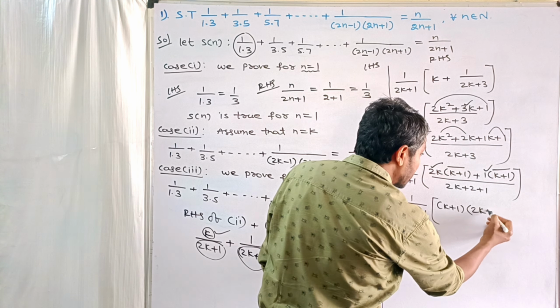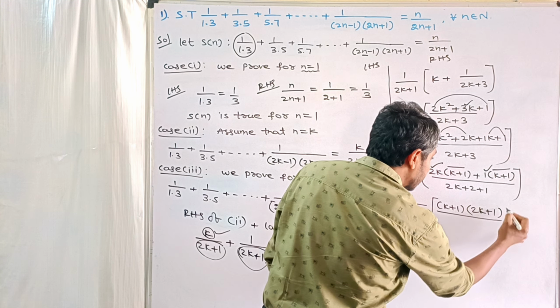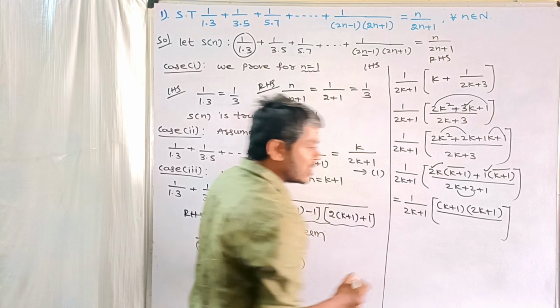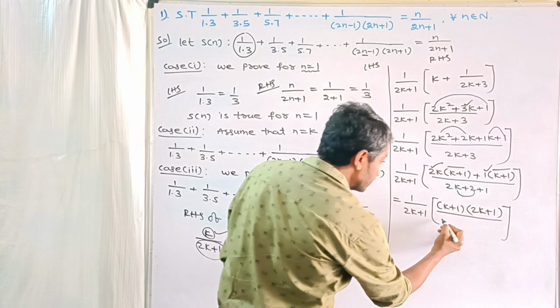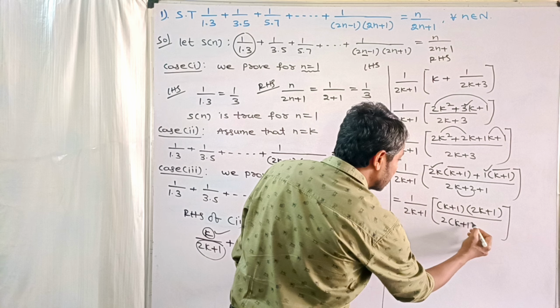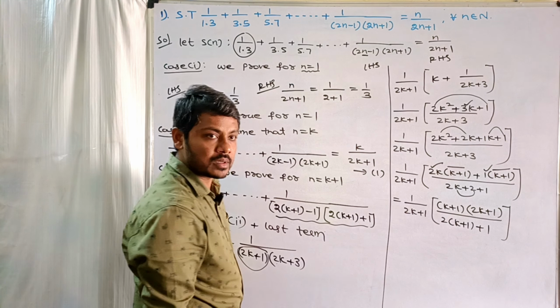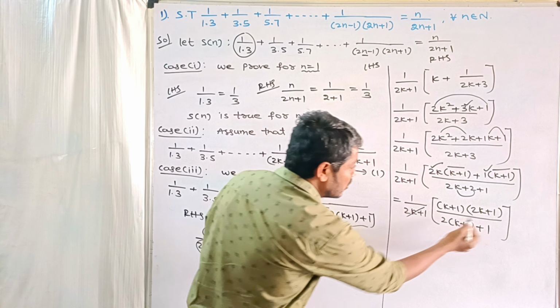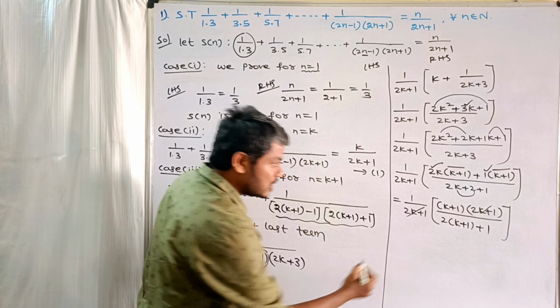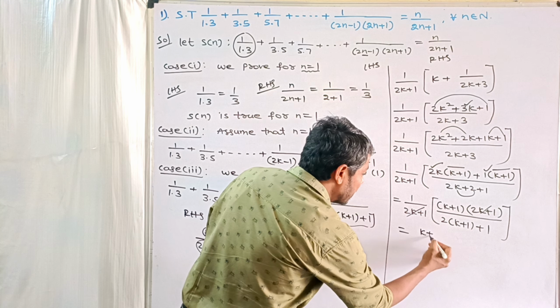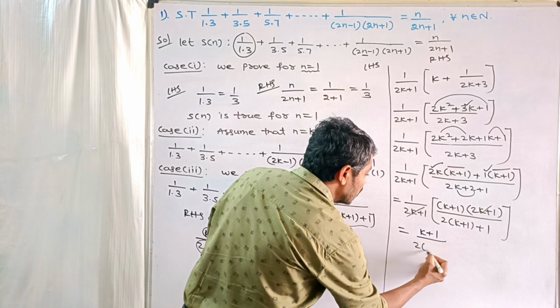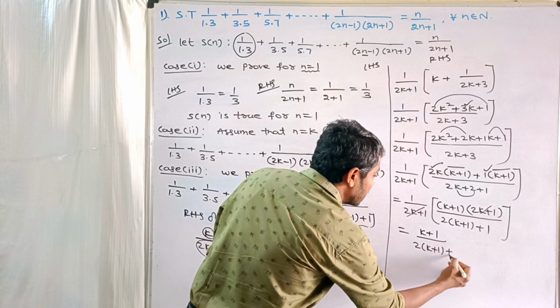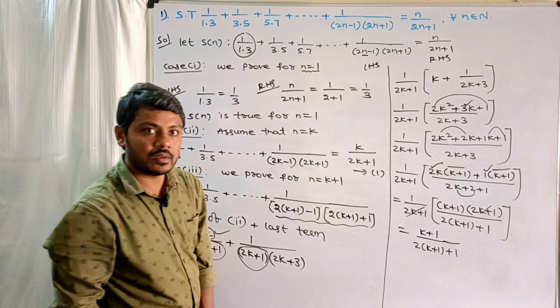Simply write as 2k plus 1, which is divided by, from the first two terms again 2 is common, 2 times of (k plus 1) plus 1. Clearly 2k plus 1, 2k plus 1 is cancelled. So what you got? (k plus 1) by 2 times of (k plus 1) plus 1.